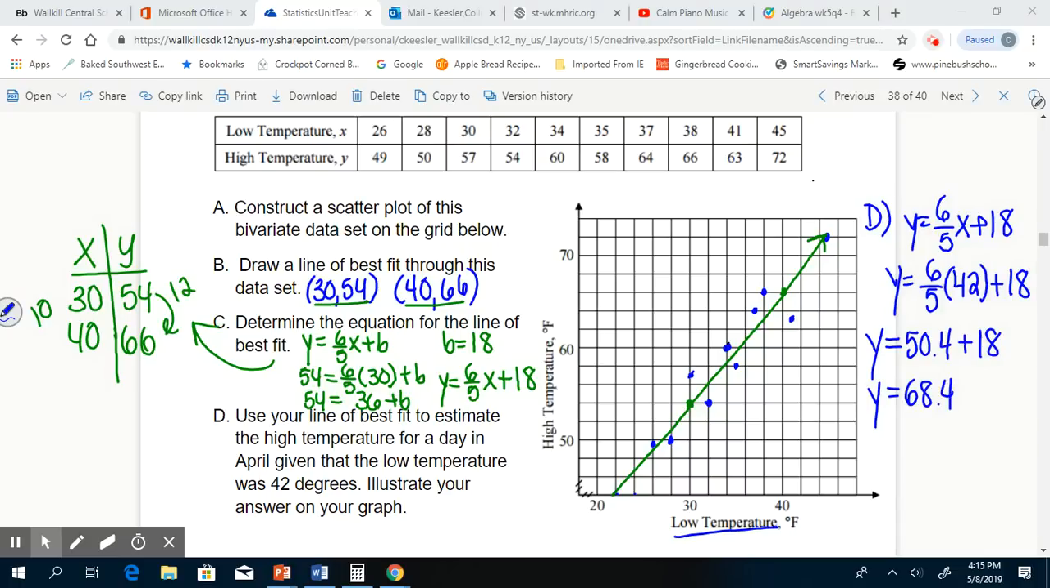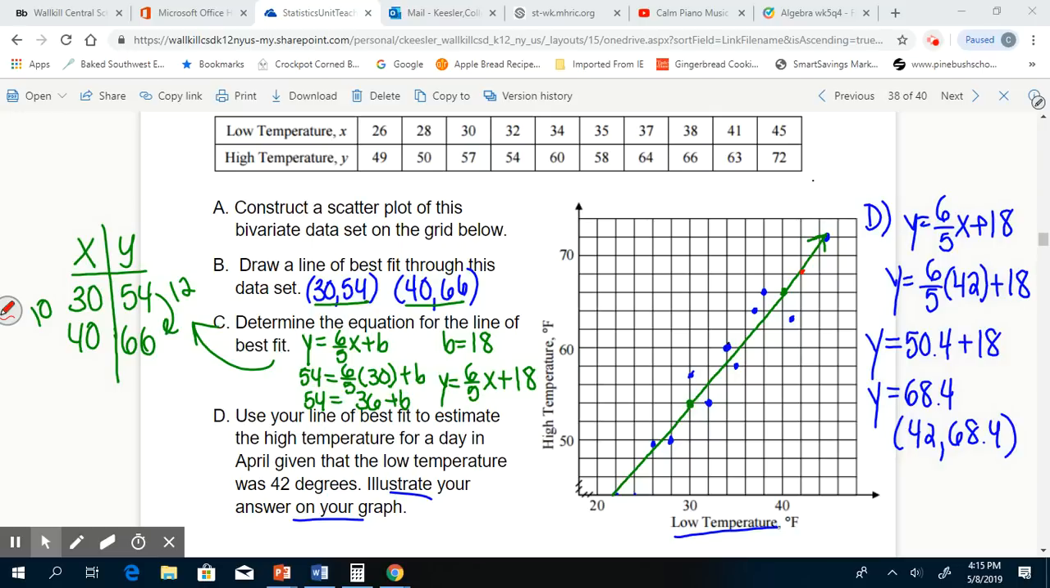And it says to illustrate your answer on your graph. So that point (42, 68.4) would be over 42 and then up to about 68, 2, 4, 6, 8.2. And look, it's right on the line. So it's estimating that point and it winds up being exactly on the line. Okay, so if the low temperature is 42 degrees, we can predict that the high temperature will be about 68.4 using the linear model we came up with.